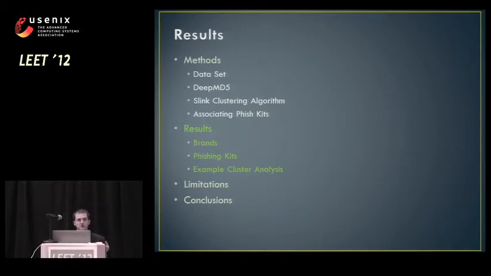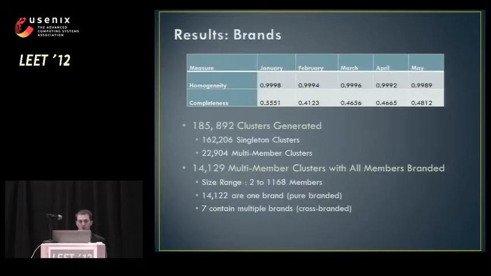So going into the results, after we ran all this, what did we get? Well, I'm going to go over some of the results with respect to brand, with respect to how phishing kits associated to our different fish and phishing clusters, and then give you a quick example analysis that will hopefully give some kind of concrete examples of some of the numbers I'm going to throw up on the screen.